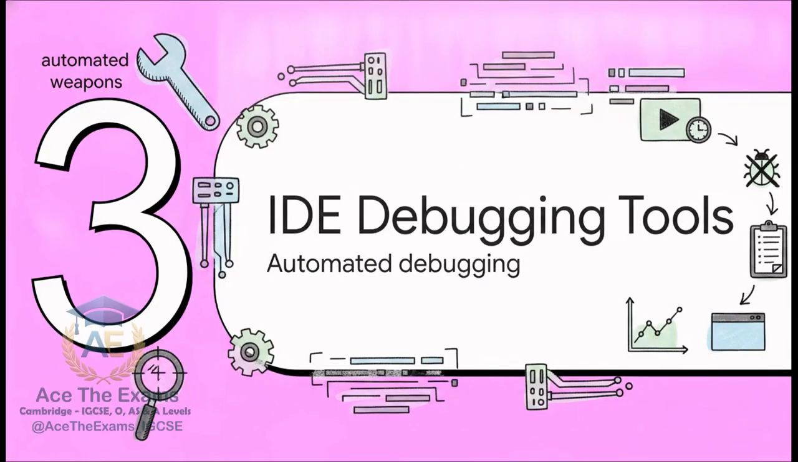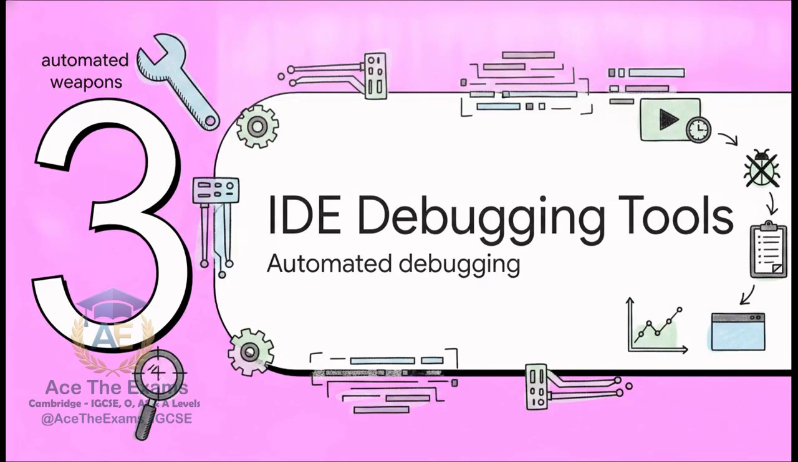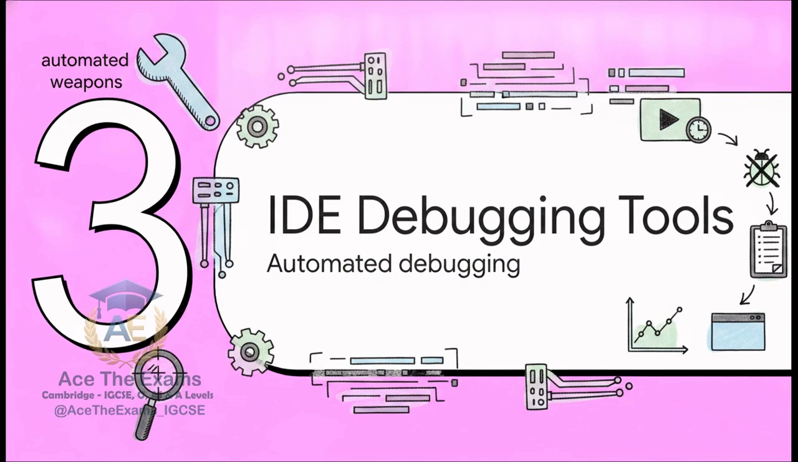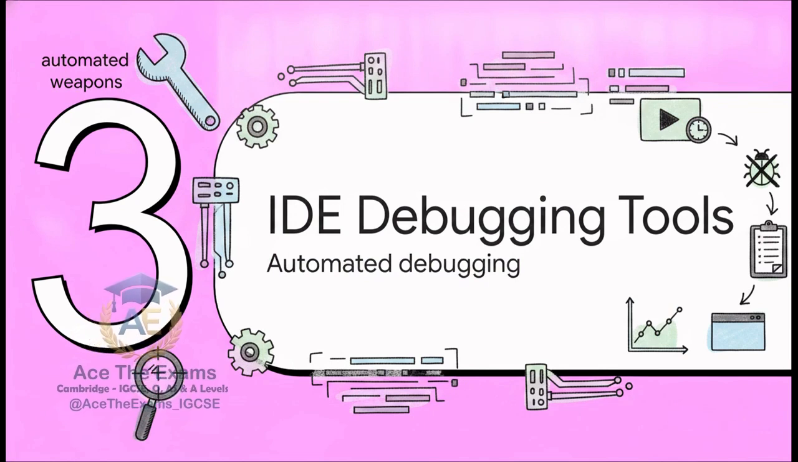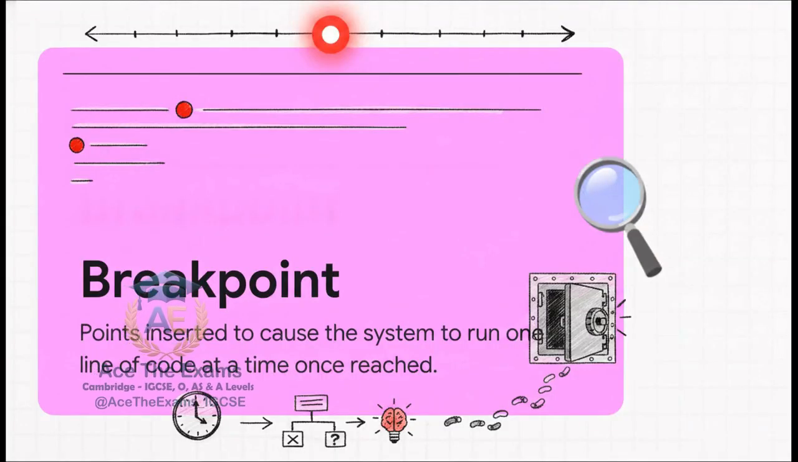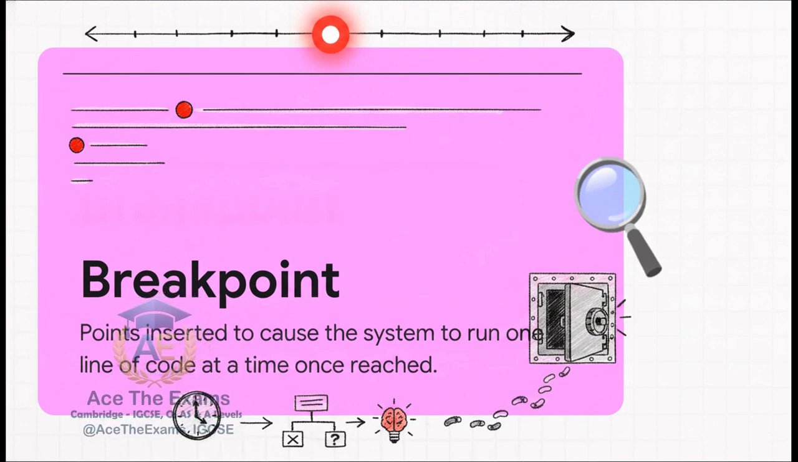So, how do we fight back? Let's move to Section 3, Automated IDE Debugging Tools. To tackle syntax and runtime errors, we need to use our automated weapons. One incredibly powerful tool built right into your IDE is the breakpoint. This essentially lets you pause time and step through your code, line by line.